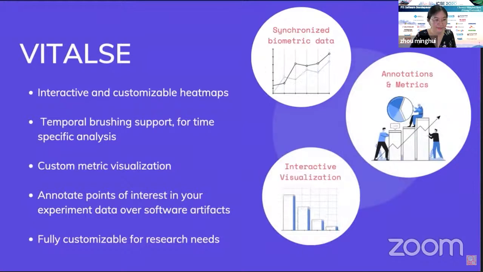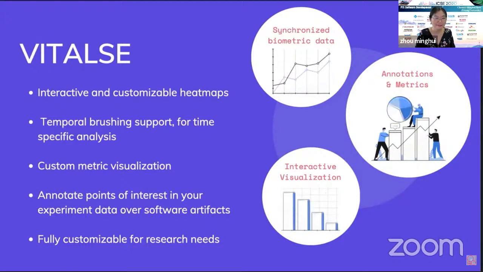Vitals was born out of this need and has several highly customizable and interactive features. For example, it is the first tool to support synchronized biometric data for source code elements, and it displays this data as a heat map over the source code. The heat map supports temporal brushing for time-specific analysis.